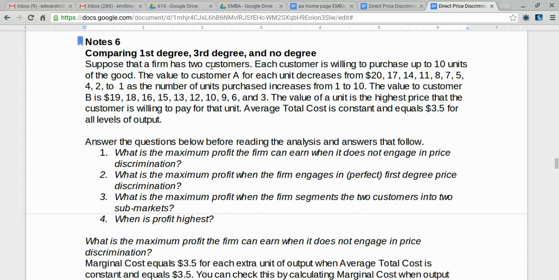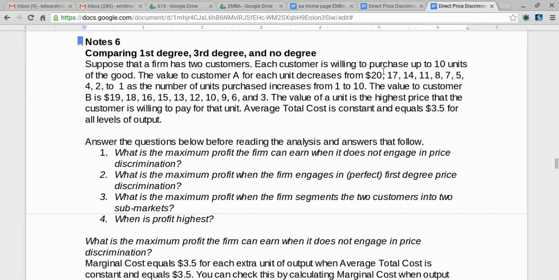The firm has 2 customers. Each customer is willing to purchase up to 10 units of the good. And the values for A for each unit decrease from $20 to 17, 14, 11, 8, 7, 5, 4, 2, and $1 as the number of units purchased increases from 1 to 10. The value to customer B goes $19, 18, 16, 15, 13, 12, 10, 9, 6, and 3. The value of a unit is the highest price that the customer is willing to pay for that unit.